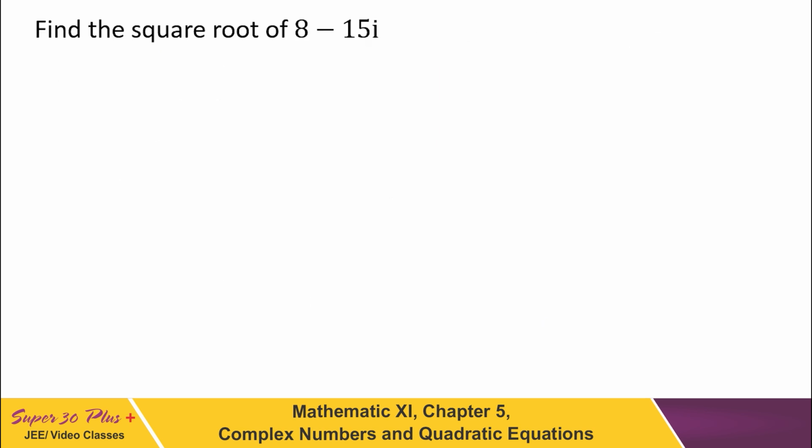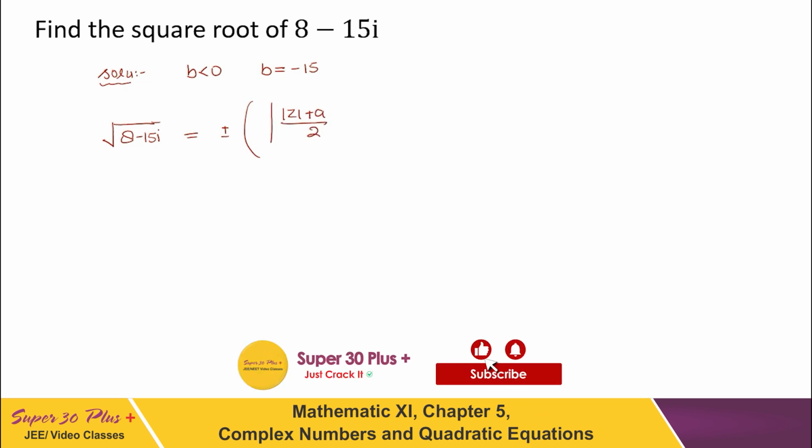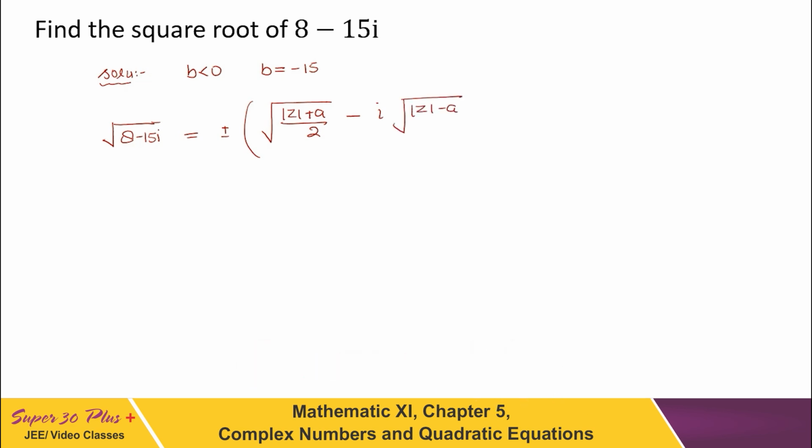Students, let's see one example. Find the square root of 8 minus 15 iota. As we are observing, b is less than 0 because b is equal to minus 15. So we can find the square root of 8 minus 15 iota. It is equal to plus minus the square root of (mod z plus a) whole upon 2, minus iota times the square root of (mod z minus a) upon 2.